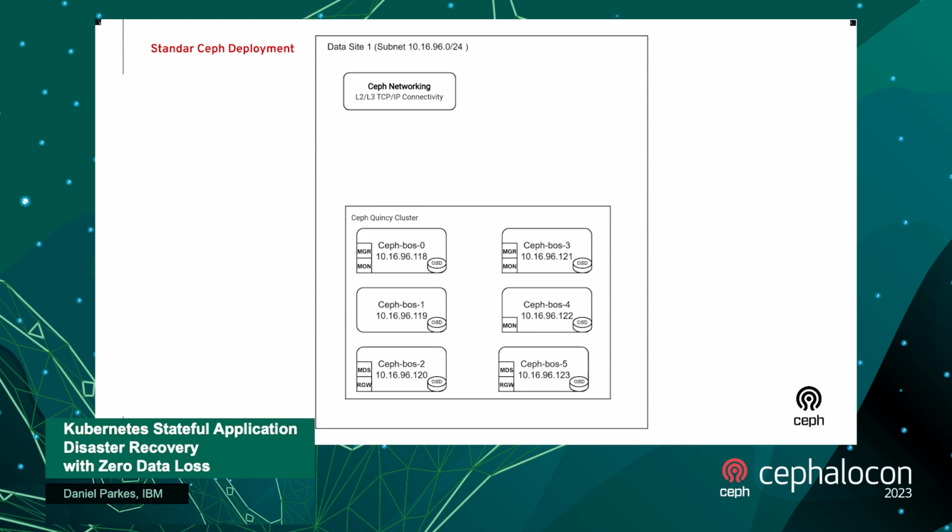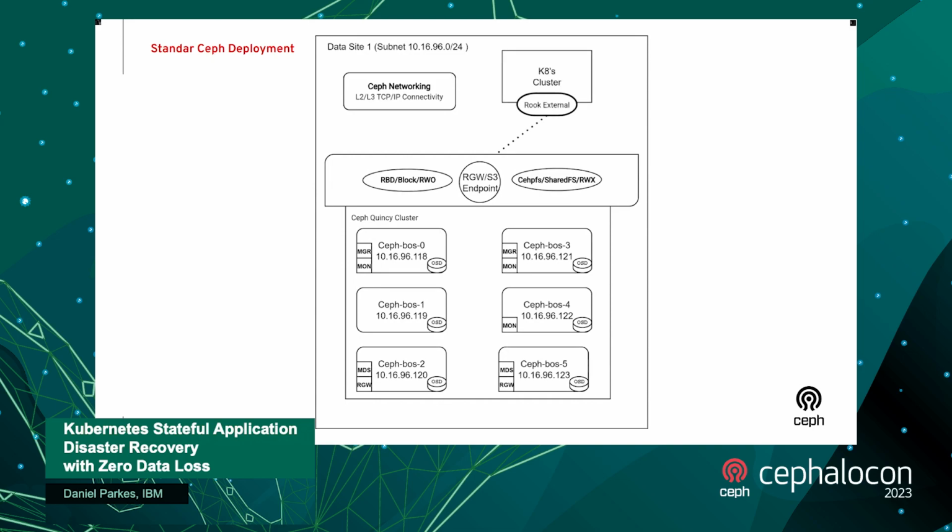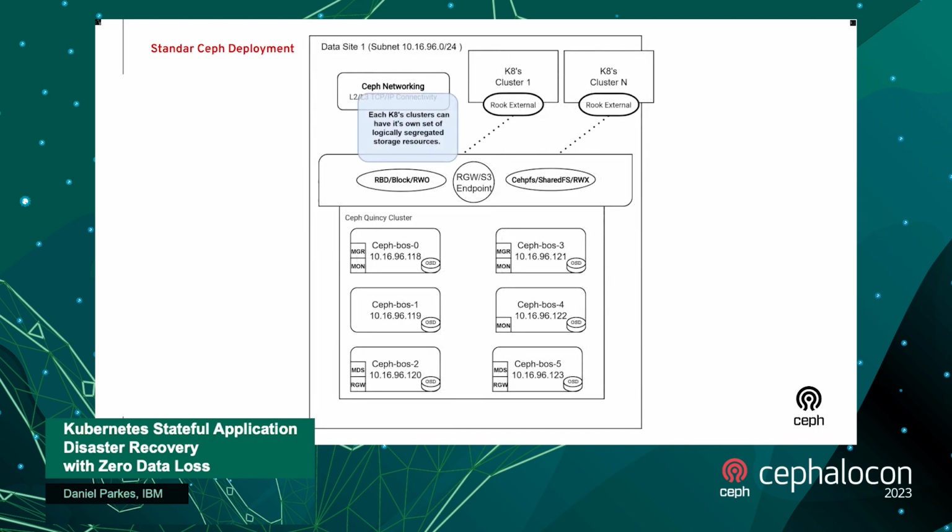Here's just a normal Ceph cluster, 6 nodes, we have our monitors, our managers deployed, everything is in one site, and this is really offering block for read-write once. We have shared file system with CephFS for read-write many for our Kubernetes clusters, and we also have the S3 RGW endpoints available to consume. And then what we can do with this configuration is connect one Kubernetes cluster, again with the help of Rook in external mode, or we could connect n clusters, however many clusters we need for our configuration.